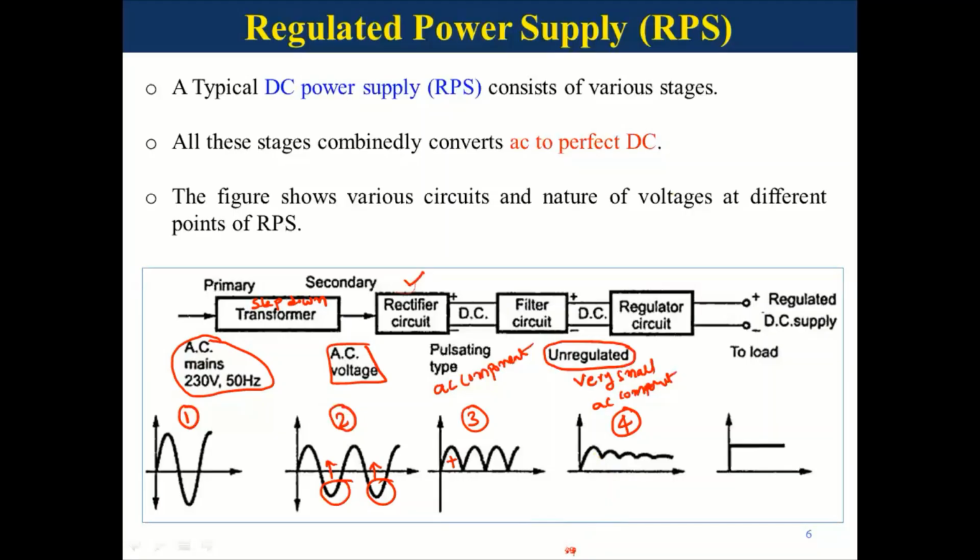This unregulated output voltage is given to the regulator. This regulator, irrespective of these very small variations, can produce a constant output. So the output of the regulator is perfect DC. It is constant with respect to time. Output voltage or current is always constant with respect to time, and hence all these blocks combined can convert AC to DC. Okay, I will explain all these blocks in detail in the coming slides.